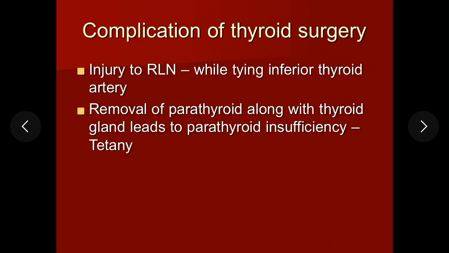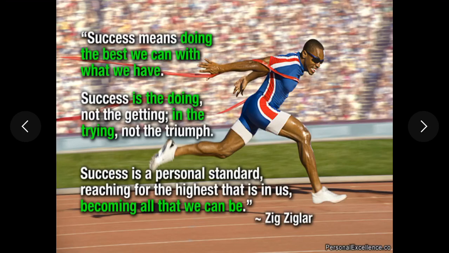In addition to that, suppose there is removal of the parathyroid also along with the thyroid gland, that will lead to parathyroid insufficiency, otherwise termed tetany. Okay, so these are some of the complications. Hemorrhage will be there, other complications also. These are some of the complications of thyroidectomy that you should remember. I think with that we finished the thyroid gland.